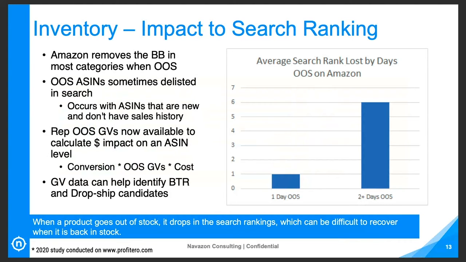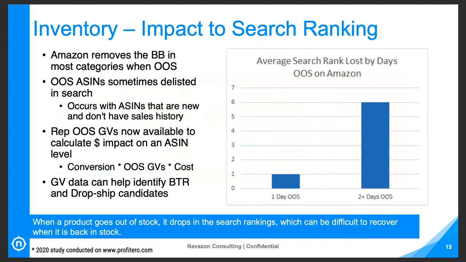So this kind of highlights the importance of doing Born to Run, making sure you don't go out of stock on a product, or having drop ships, so that if you do go out of stock, you at least have a message that says 1 to 2 days, or whatever your drop ship speed is. As I mentioned here, out of stock ASINs sometimes are delisted in search. It occurs with ASINs that are new or don't have sales history. So again, that goes back to the confidence intervals.